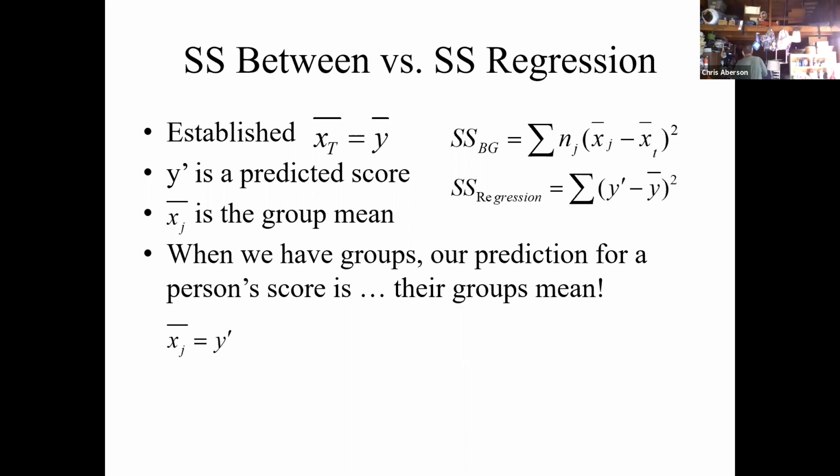It's what we would predict if we had no other information. If we know somebody's in this group, our best guess, our most accurate guess, is going to be whatever the mean is. So X bar sub J is actually equivalent to Y prime. So Y prime minus the overall mean in both of these cases, or predicted score minus the overall mean in both of these cases. So those are equivalent.